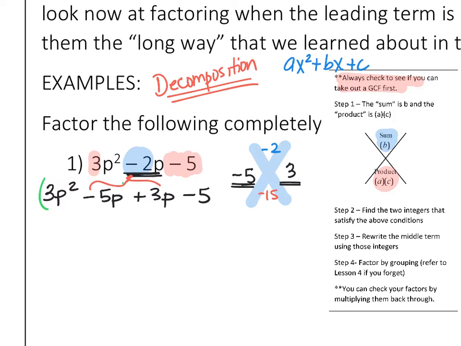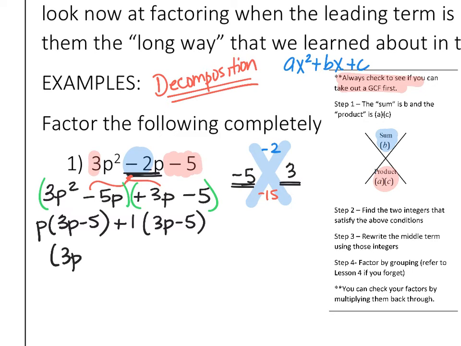Now that I have 4 terms, group your first two, group your last two, and then we've already learned this: take out a common factor from the first grouping. I can take out a p, and I'd be left with 3p minus 5. In the second group, there's nothing common to both of them, so I've got to take out at least a 1, leaving 3p minus 5. So my factors are 3p minus 5 and p plus 1.